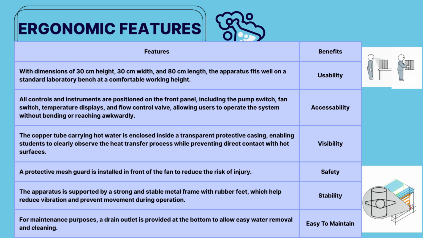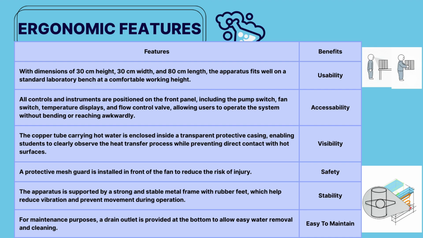Next, I will explain accessibility. All controls and instruments are placed on the front panel. This includes the pump switch, fan switch, temperature displays, and the flow control. By positioning everything at the front, users can easily operate the system without reaching to the sides or back. This design reduces awkward posture and makes operations smoother and faster. It also improves efficiency because users can monitor temperatures and control flow in one central location.